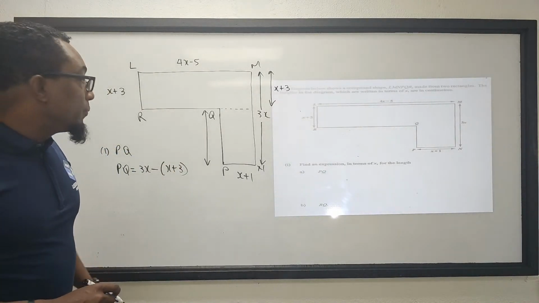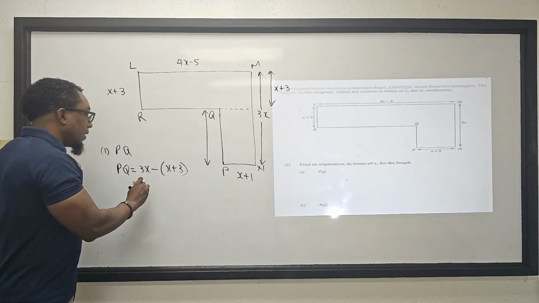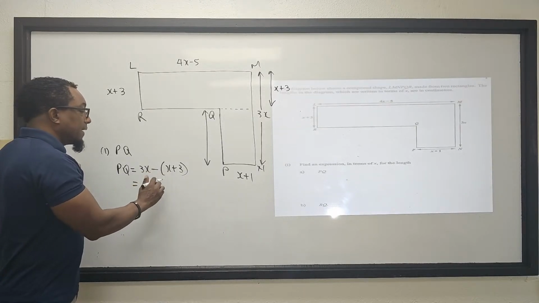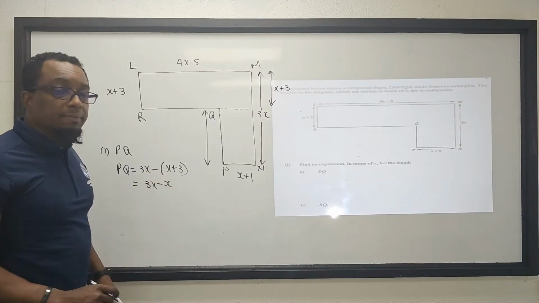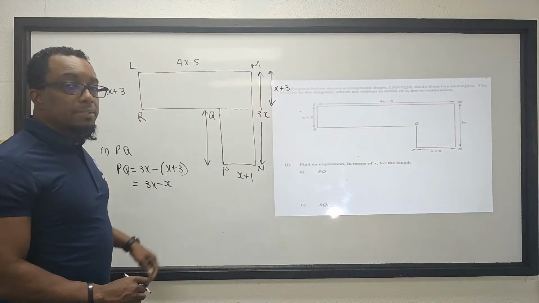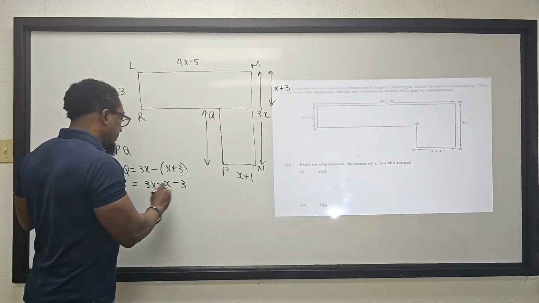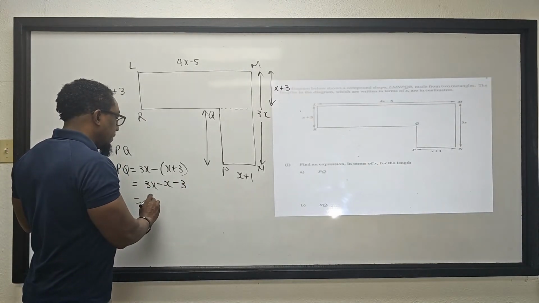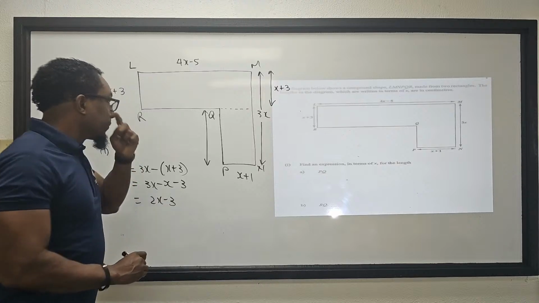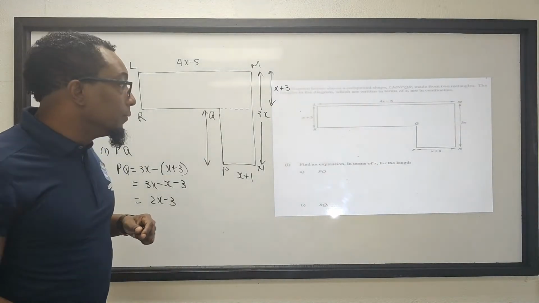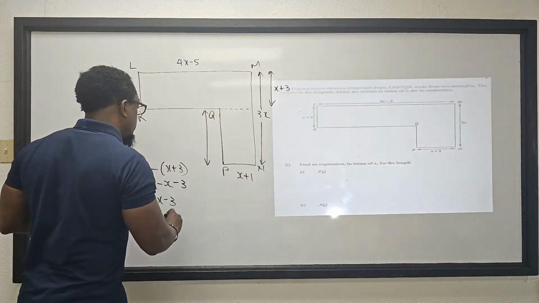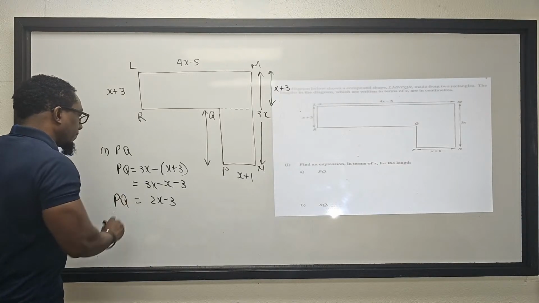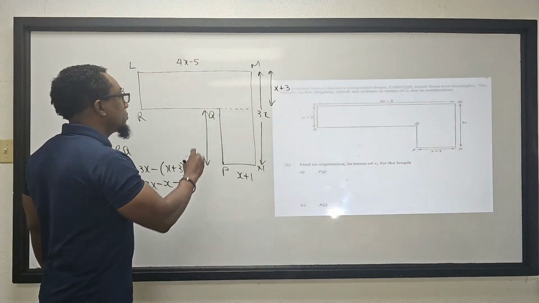Now I'm going to remove my bracket. A minus by a plus is a minus, I have negative x. And a minus by a plus is a minus, I have negative 3. So this will simplify to become 2x minus 3. So I know that PQ is equal to 2x minus 3.